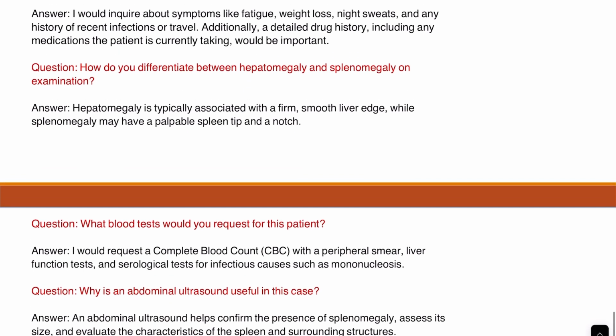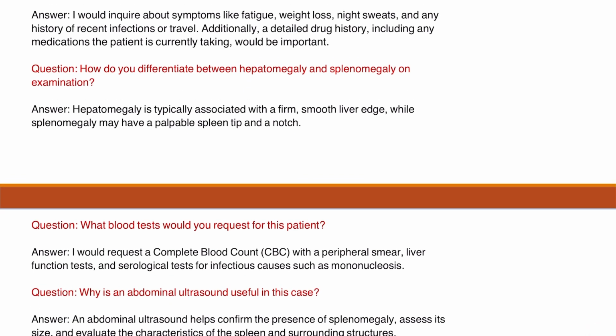How do you differentiate between hepatomegaly and splenomegaly on examination? This is a very common question. So hepatomegaly is typically associated with a firm, smooth liver edge, while in splenomegaly, they may have a palpable spleen tip and a notch. And then you can say that the position, because how are you going to start the palpation for the splenomegaly? Normally you're going to start on the right iliac region, and then you move upward to the left hypochondrium. And sometimes it can be confusing. If it is a big spleen, then you may confuse it with the liver. So you must know the difference between hepatomegaly and splenomegaly.